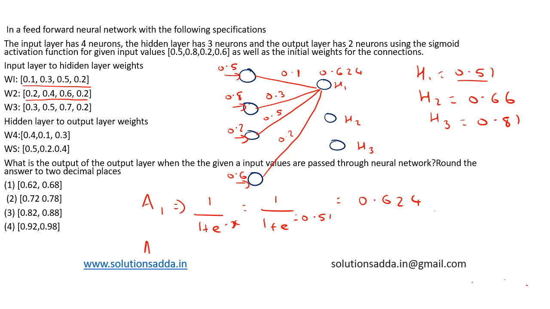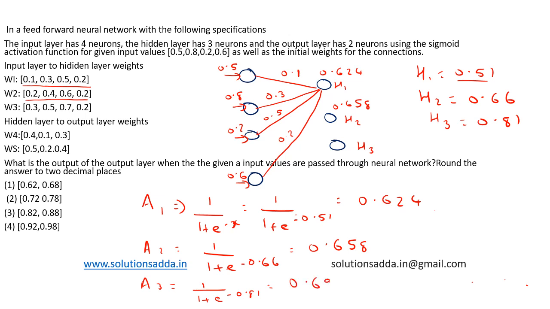Then A2 is calculated as 1 by 1 plus e raised to minus 0.66. This is equal to 0.658. Then A3 is calculated as 1 by 1 plus e raised to minus 0.81, which is equal to 0.692. These are basically the values of the hidden layer.